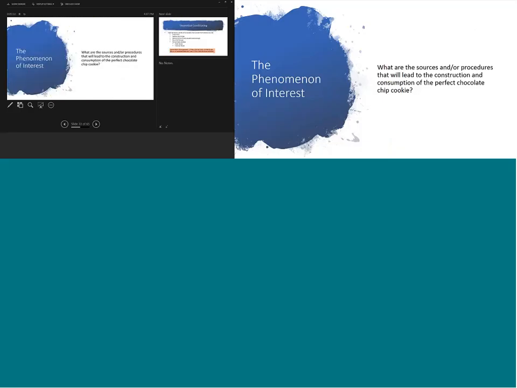So here's my phenomenon of interest. This is where every grounded theorist starts. So I'm curious. I'm a big fan of chocolate chip cookies. So I'm wondering, what are the sources or procedures that will lead to the construction and consumption of the perfect chocolate chip cookie? That's what I'm interested in as a researcher. So I go to work, and I'm a grounded theorist.